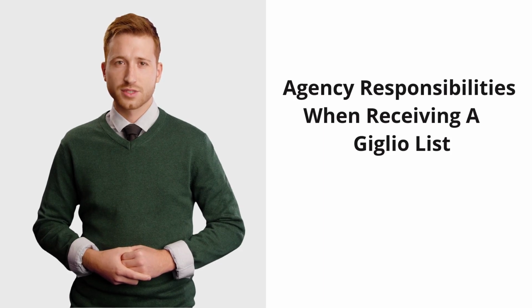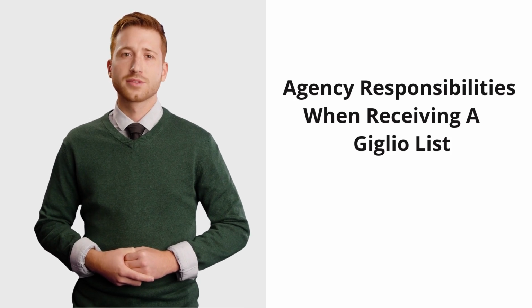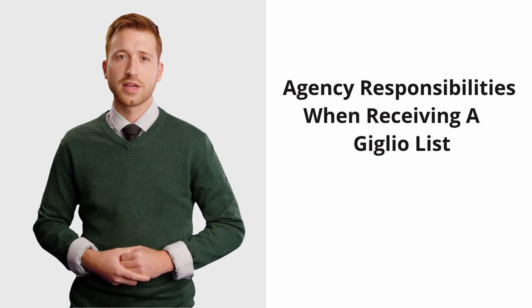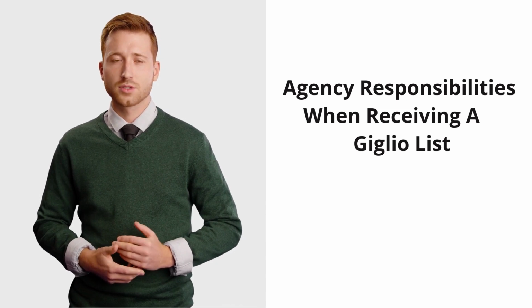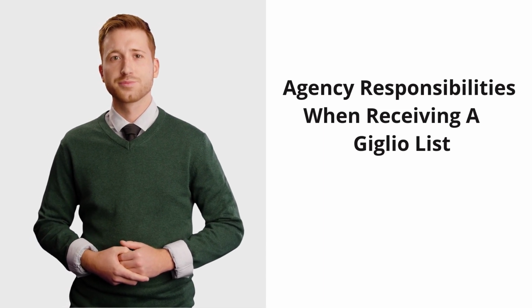When an agency receives a Giglio list, the agency must review the officer's history and assess the impact on current and past cases, and inform all relevant parties, including the district attorney's office and defense attorneys, in cases where the officer has testified.